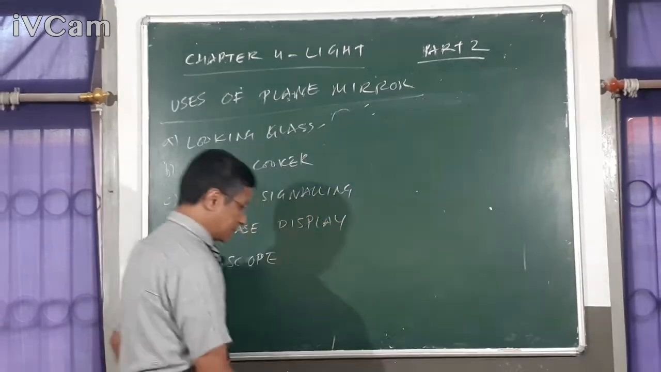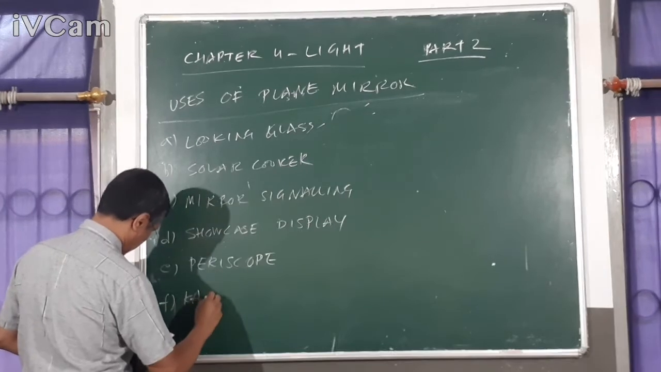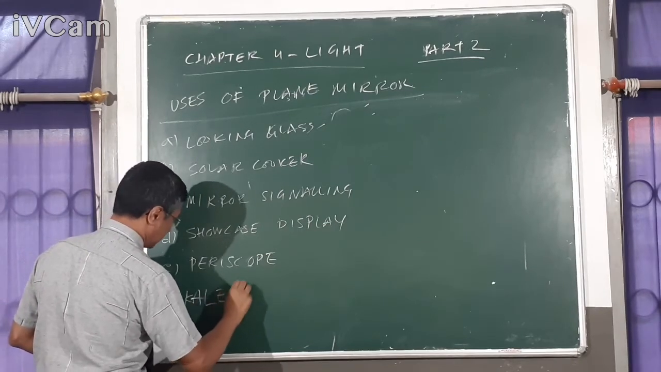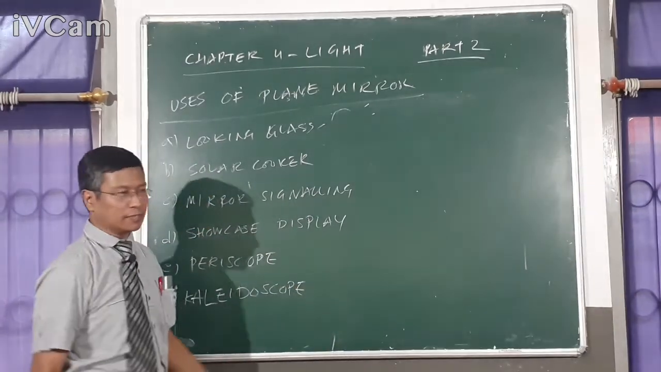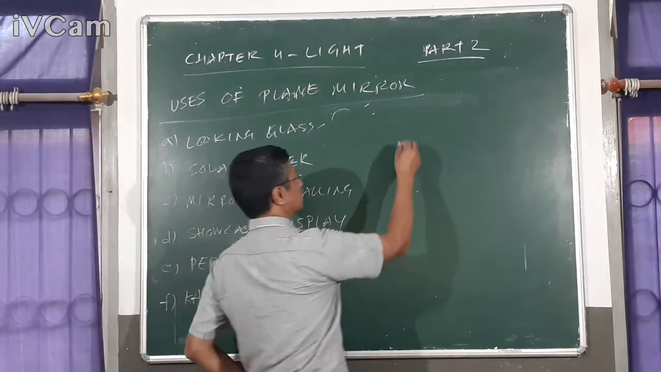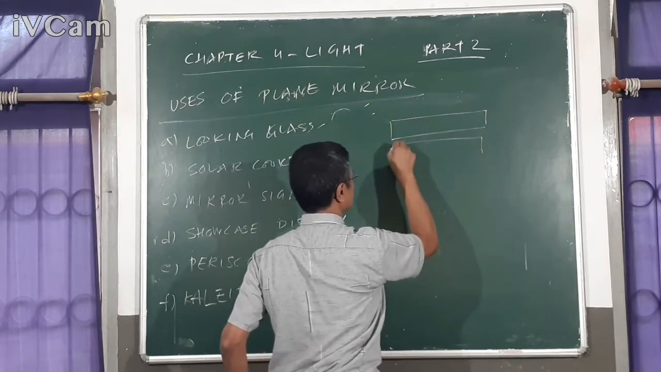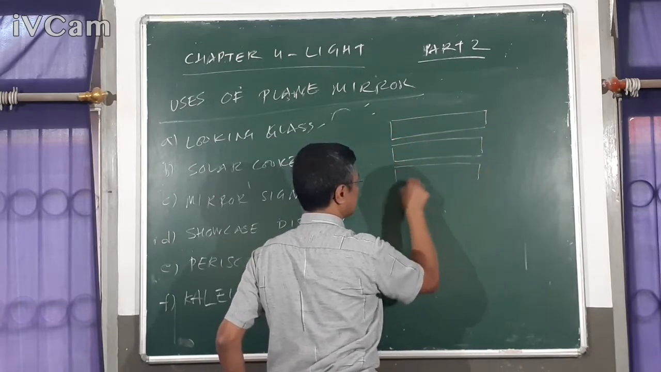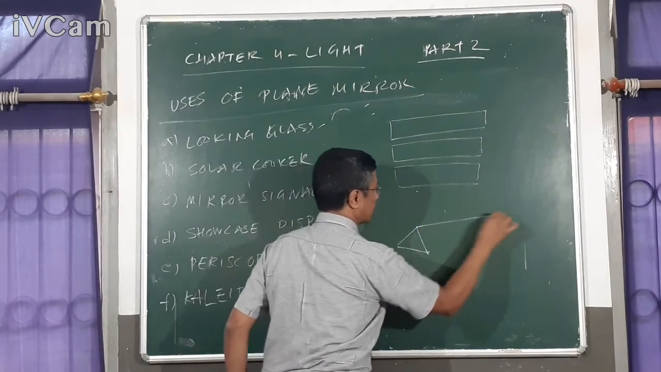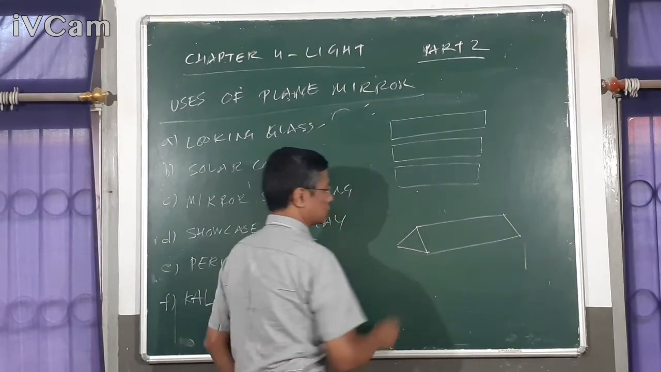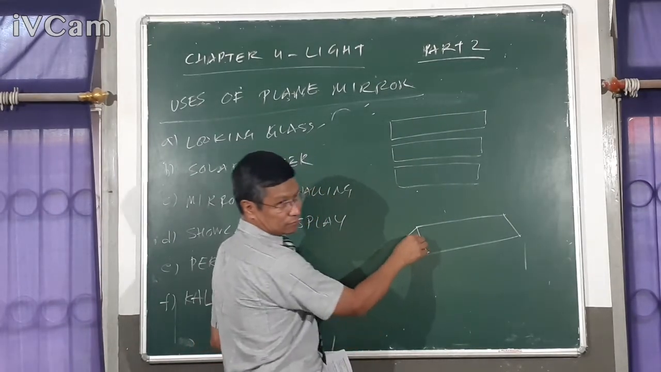The next use is a kaleidoscope. A kaleidoscope is basically a toy in which you take three strips of mirrors like this of equal size and you place them in the form of a triangle in this way and cover the tape with the reflecting side inside.